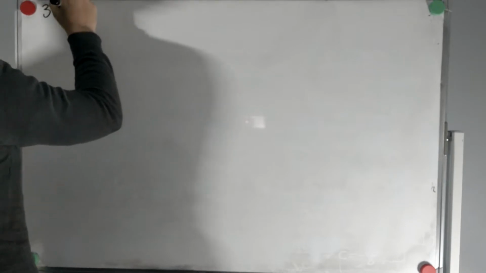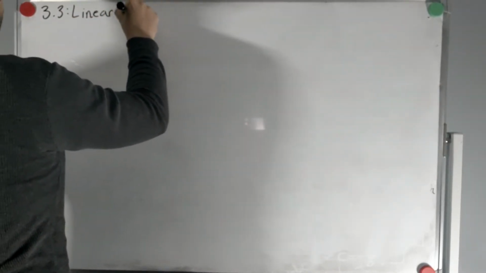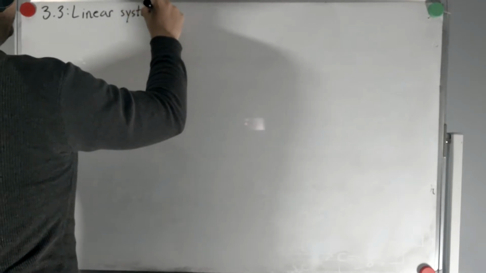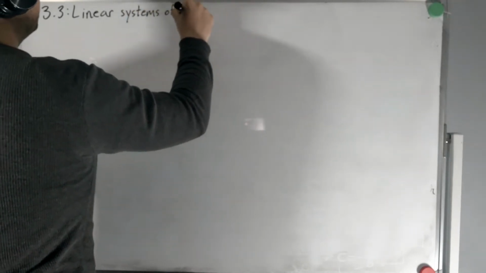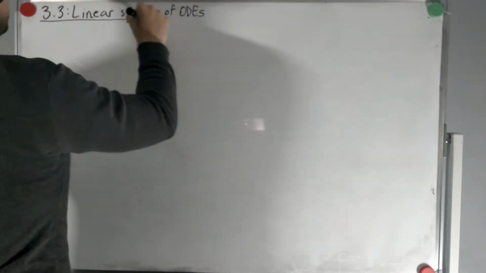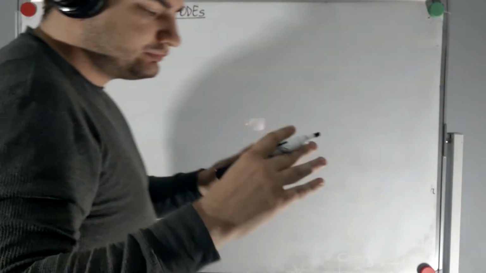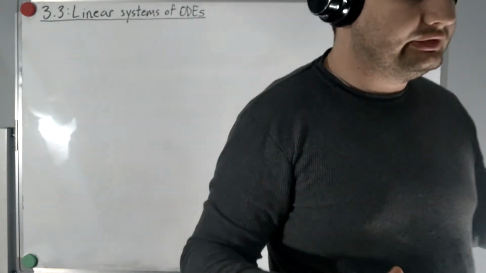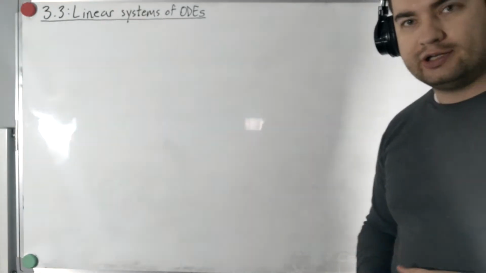Okay, so for today, we've got probably two sections that we can get through. The first one being 3.3, linear systems of ODEs. So, let's just return to what we were talking about before.